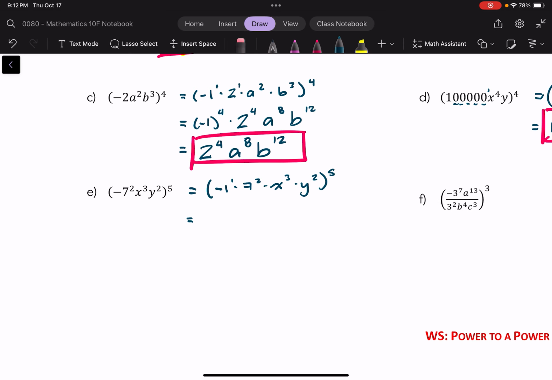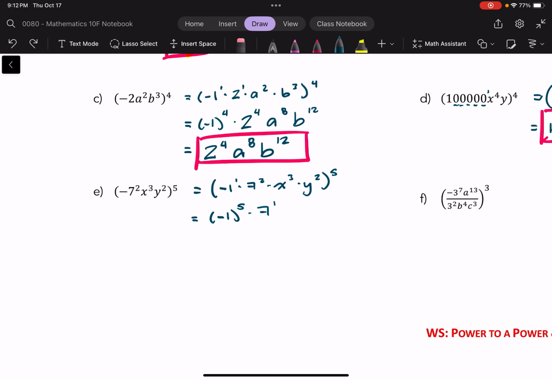Okay, sorry, that flipped as I coughed. As I do this, I'm going to go ahead and straight up distribute. I have -1 to the power of 5. I have 7 to the power of 15. I have x to the power, hold on. I don't have 7 to the power of 15. Hopefully you all gasped in horror. I have 7 to the power of 10. 2 times 5 is 10. Good, I knew that. Then I have x to the power of 15 and y to the power of 10.